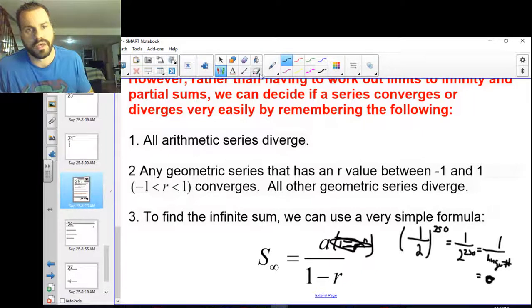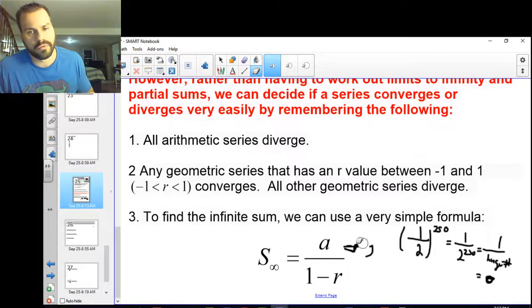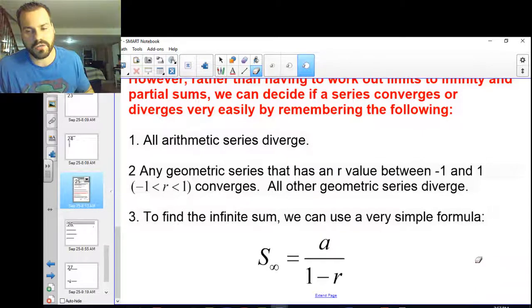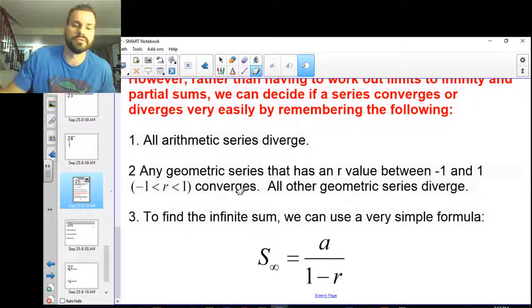All right, that's a very casual proof of that. So if you don't understand that or you don't really care about that, then that's fine. But you just have to know that arithmetic series diverge and geometric series converge to this if they converge, with r being between 1 and minus 1, and otherwise diverge.